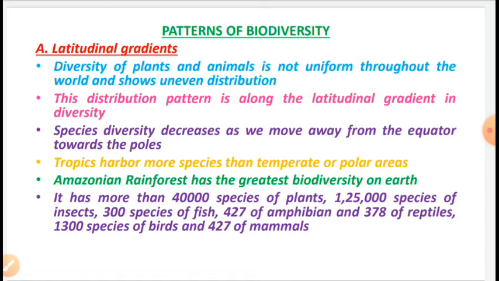In general, species diversity decreases as we move away from the equator towards the poles. Why is it so? You can understand it yourself also. With very few exceptions, the tropics, with a latitudinal range of 23.5 degree north to 23.5 degree south, harbor more species than temperate or polar areas.